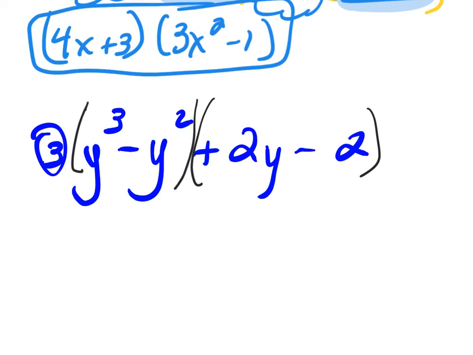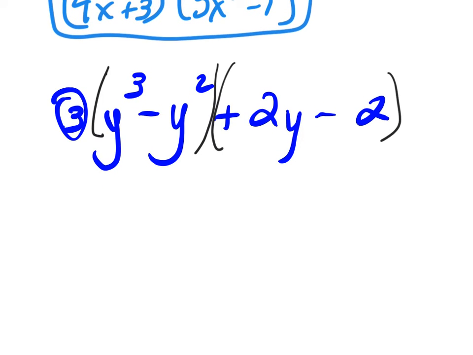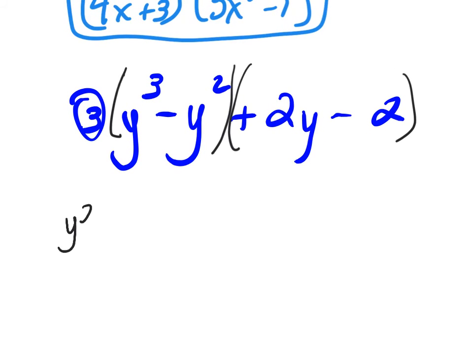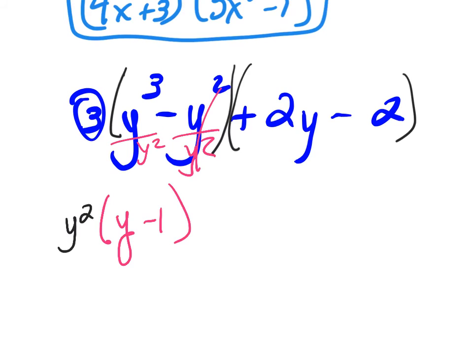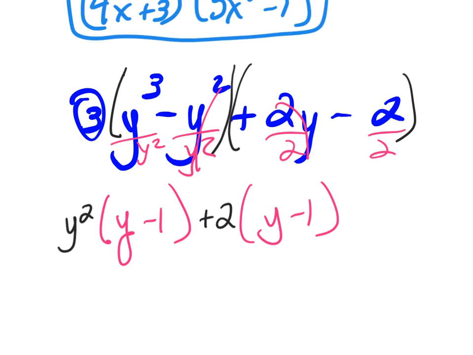What can I take out of y cubed and y squared? Y squared. Perfect. When I divide by y squared, I'm left with y cubed divided by y squared is y, and then y squared divided by y squared is 1. So y minus 1. In the second parenthesis, what can I take out of 2y minus 2? A positive 2. And when I do that, I'm left with y minus 1.